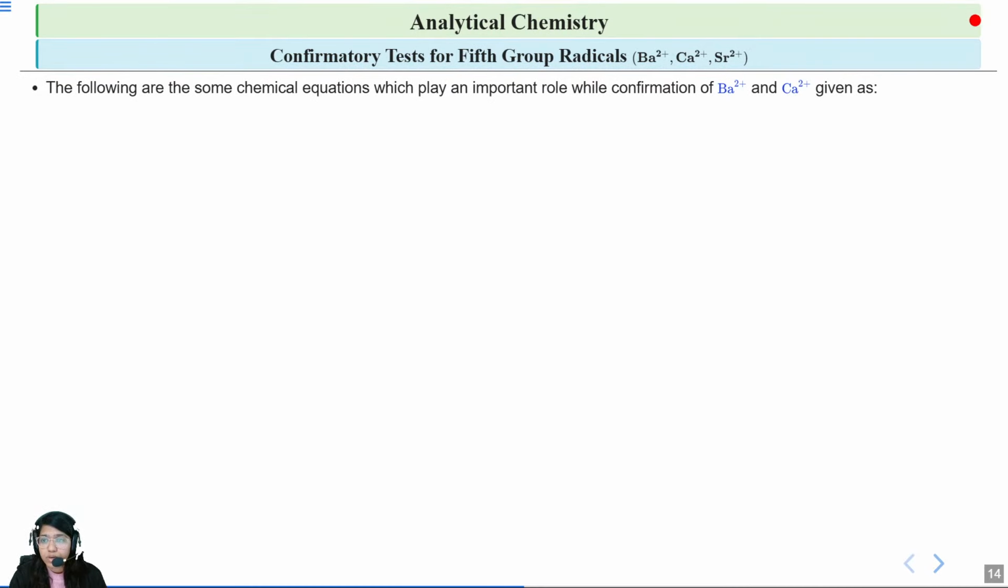Now we will see the chemical equations that are significant and are involved in the confirmatory test of barium and calcium ions. So first we will see the reactions for barium ions, Ba2+. When barium chloride reacts with ammonium carbonate, a white precipitate of barium carbonate forms, which indicates a double displacement reaction where the cations and anions exchange partners.